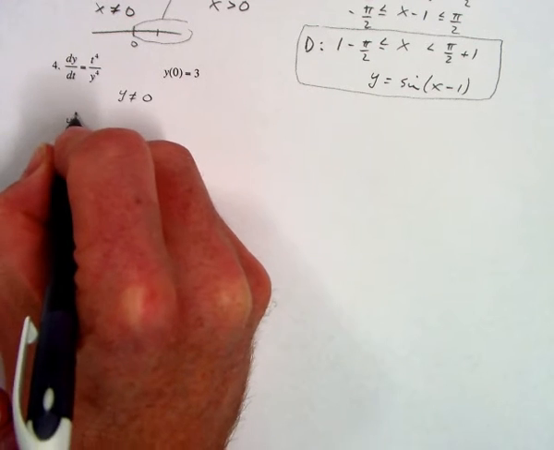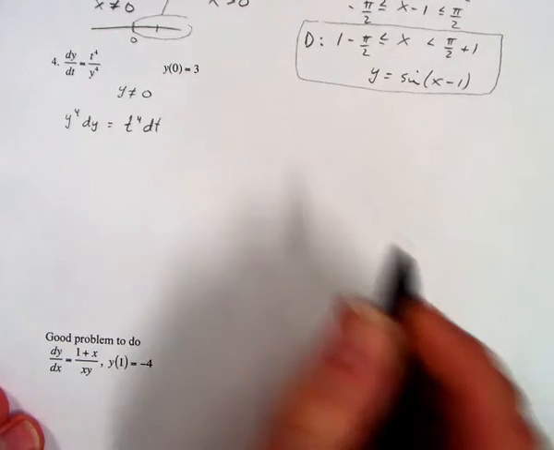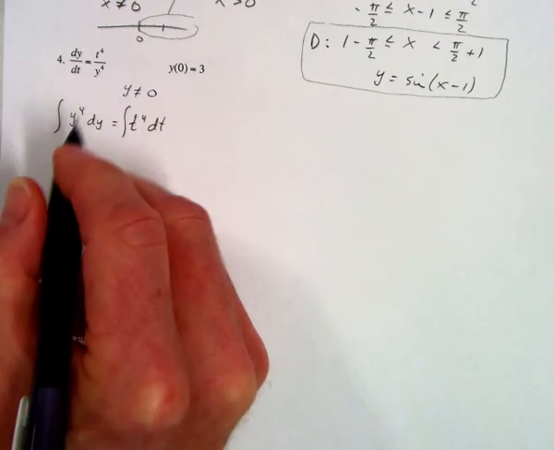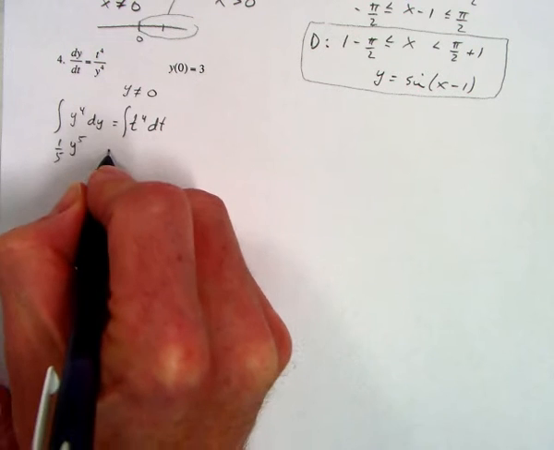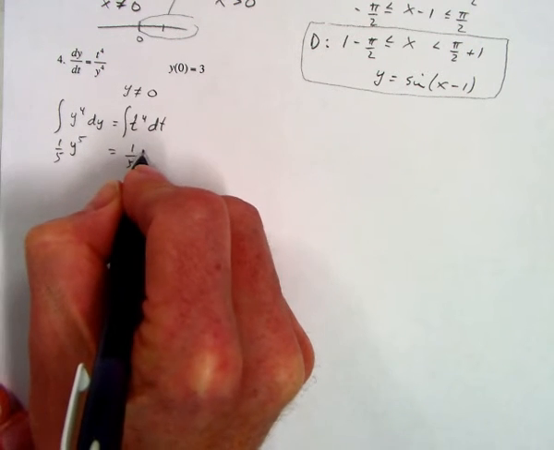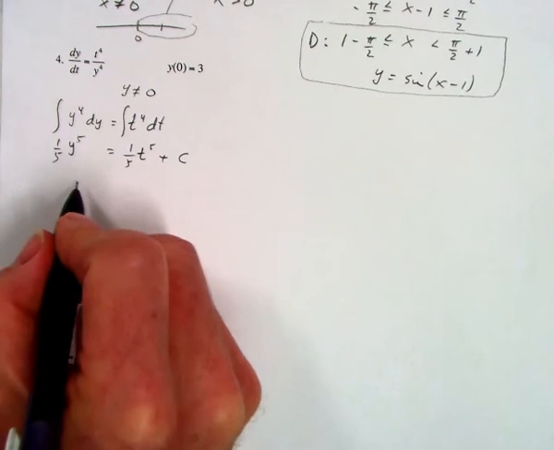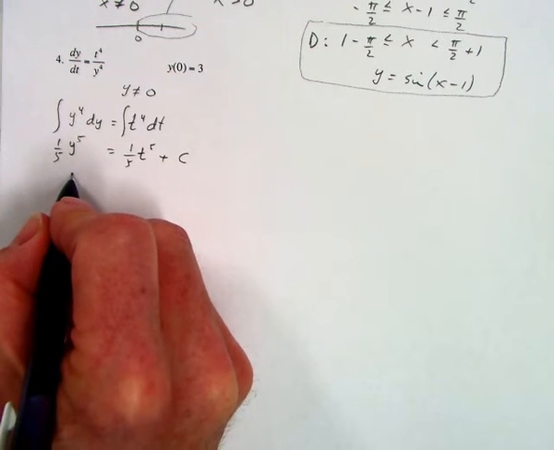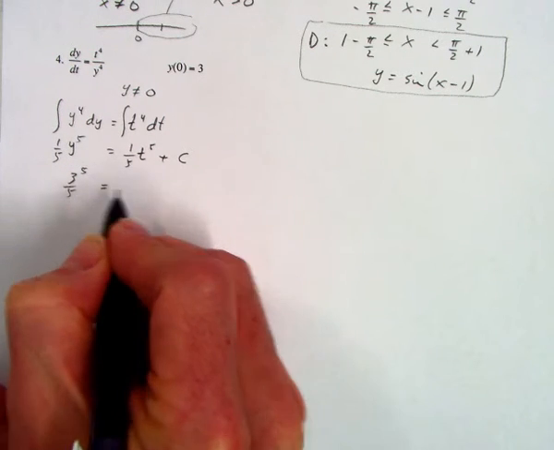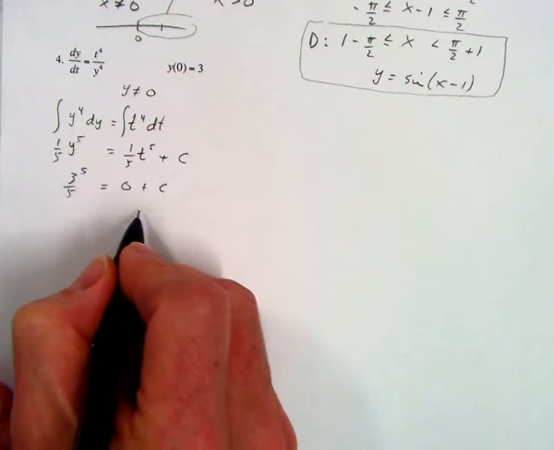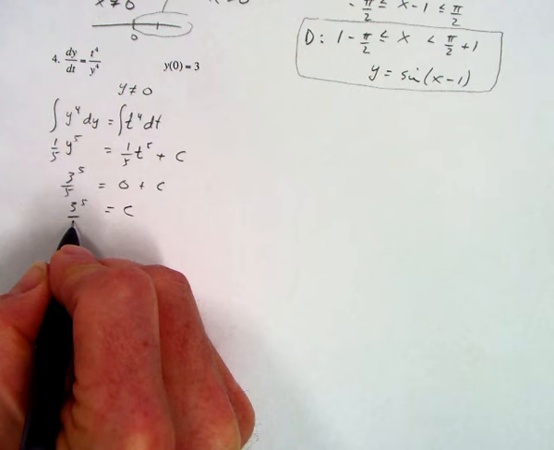So we have y to the 4th dy equals t to the 4th dt. Let's integrate both sides. The antiderivative of y to the 4th would be 1/5 y to the 5th equals 1/5 t to the 5th plus some constant c. We can plug in our initial condition and we'll get 3 to the 5th divided by 5 equals 0 plus c. So in other words, c is 3 to the 5th divided by 5.